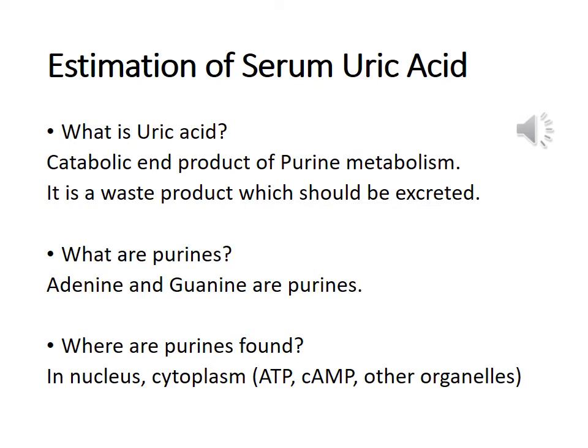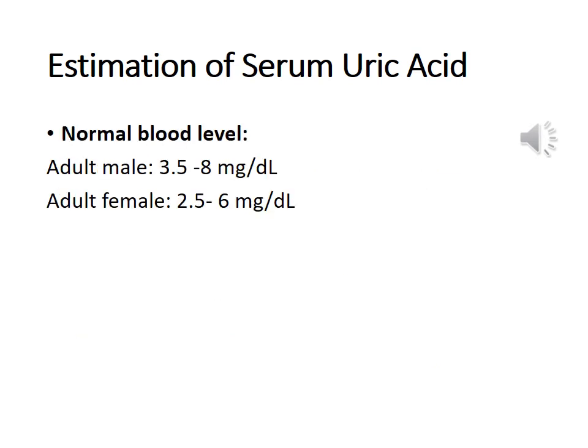And where is DNA found? In the nucleus. So whenever we have excess breakdown of cell nucleus, we will have excess serum uric acid. The normal uric acid in an adult male is 3.5 to 8 milligram per deciliter, and in an adult female is 2.5 to 6 milligram per deciliter.